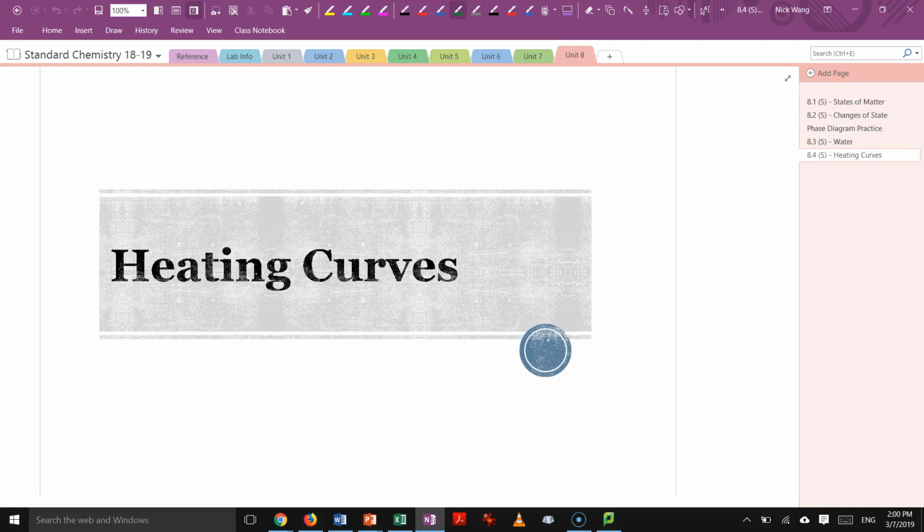We're going to finish off this unit by talking about heating curves, where we're going to take pretty much everything that we've learned up to now and quantify some of the energy that's associated with it. So rather than think of it as just energy in, energy out, we can actually calculate how much energy is either going in or going out.